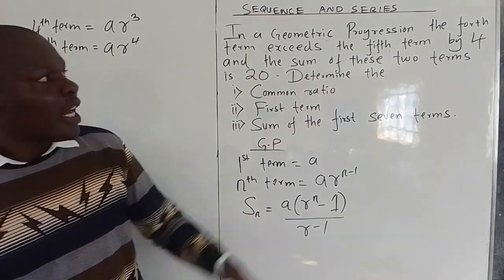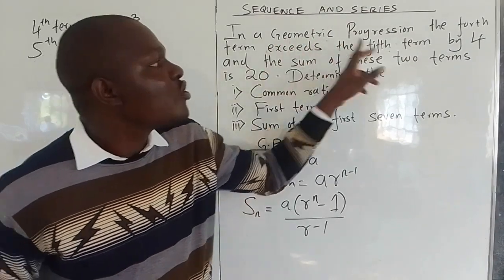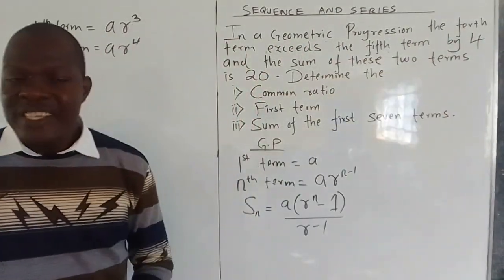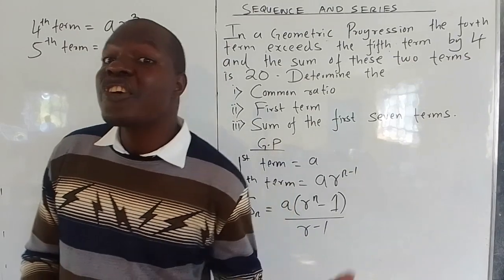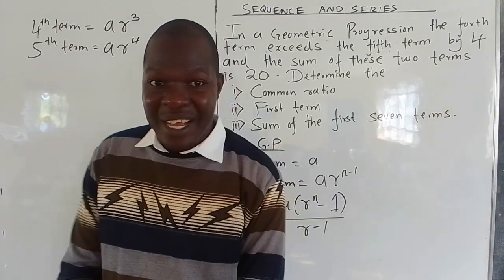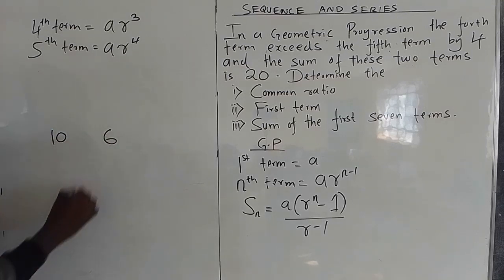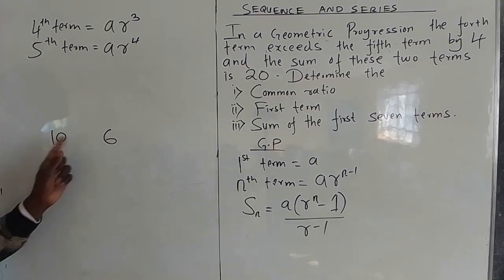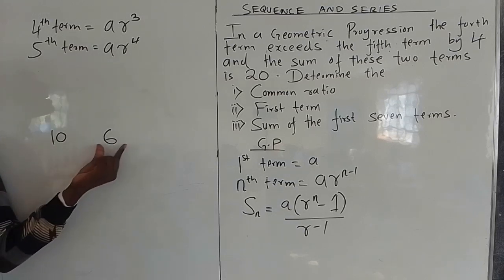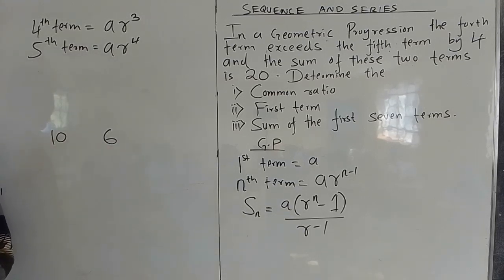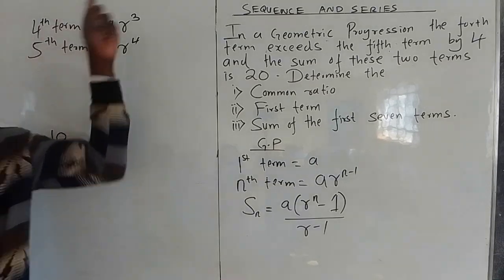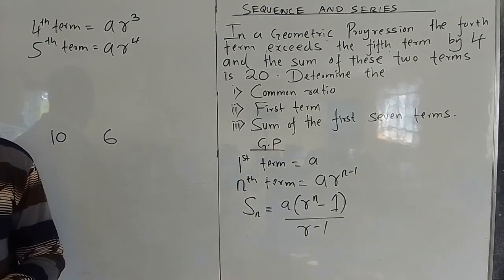What have you been told? The fourth term exceeds the fifth term by 4. Something which exceeds another means it is greater than the fifth term by 4, isn't it? Meaning they're trying to tell you that if the fourth term is 10, then the fifth term is 6, because the fourth term exceeds the fifth term by 4, meaning it is greater than the fifth term by 4. Are you seeing a controlled case to master the statement of that problem, isn't it?